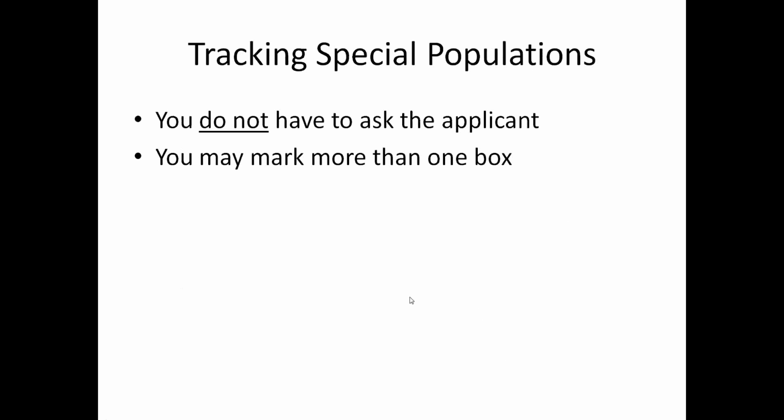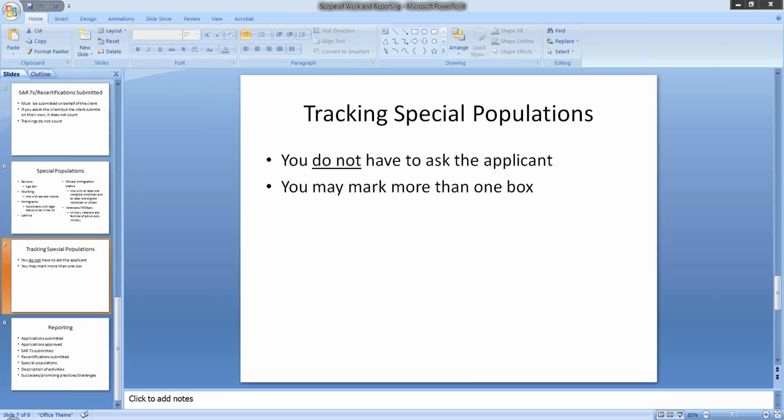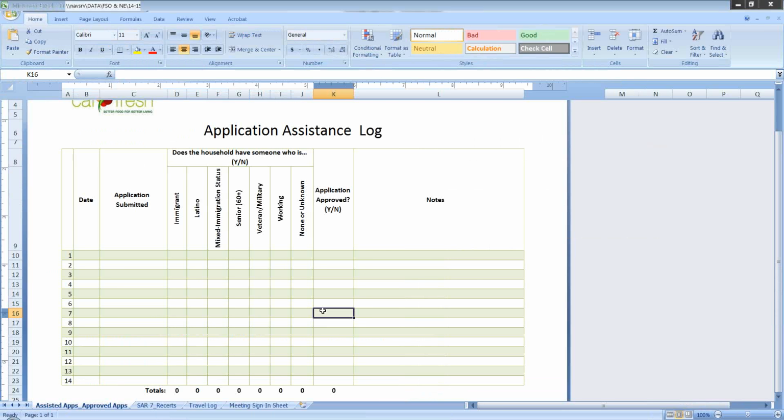So in terms of tracking these folks, the state said you don't have to ask the applicant. You don't have to ask them, are you Latino, are you working, are you a veteran? You can just make that decision from what you already know. And you can mark more than one box. So in some cases, it may be a household that is mixed status and has an immigrant in it, and is a military family or whatever.